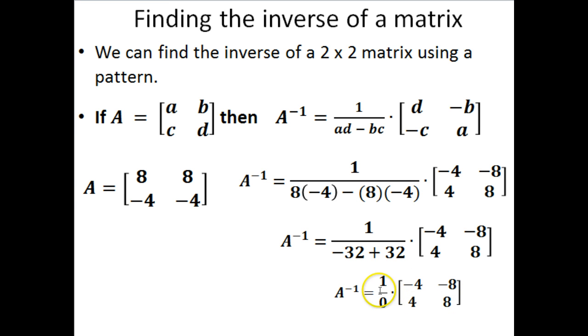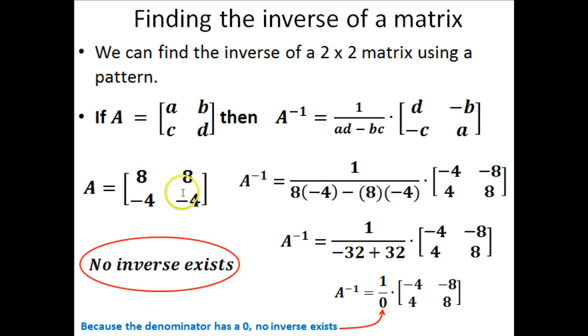Now what we would do here is take this one and multiply it by each individual section inside of our matrix. But we've got an issue here: 1 divided by 0. The problem is that we can't divide by 0. So if we look at it here, because this denominator has a 0, there is no inverse of this matrix. There is none. So our answer on this one would simply be that no inverse exists. That would be all we'll end up writing on that one.